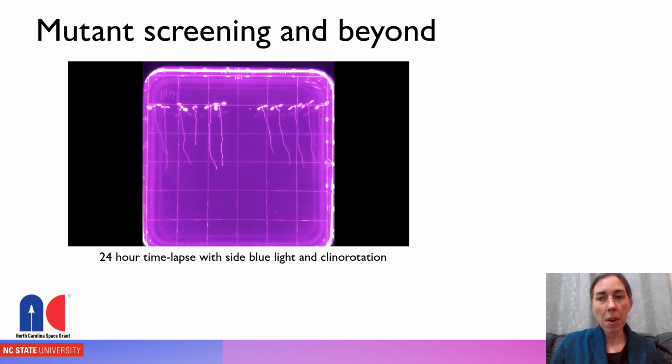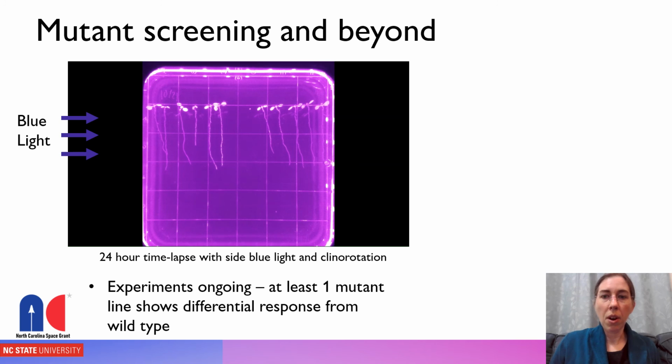For example, in my phototropism experiments, I changed the direction of light to come from the side of the plate, and then record a time series of images of how the plants bend. These experiments are ongoing, but so far, at least 1 mutant line shows differences in response.